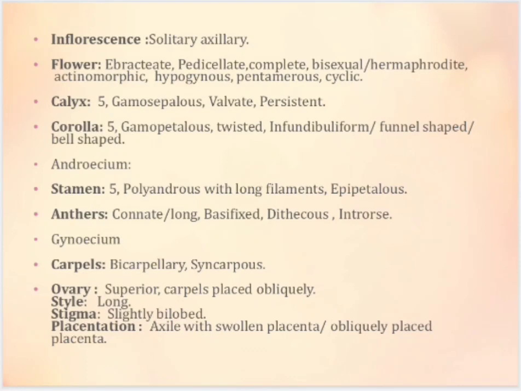Two carpels means bicarpellary condition in gynoecium, and both carpels are fused, hence syncarpous condition. Ovary is superior. Carpels are placed obliquely. Style is long with slightly bilobed stigma and axile placentation with swollen or obliquely placed placenta.